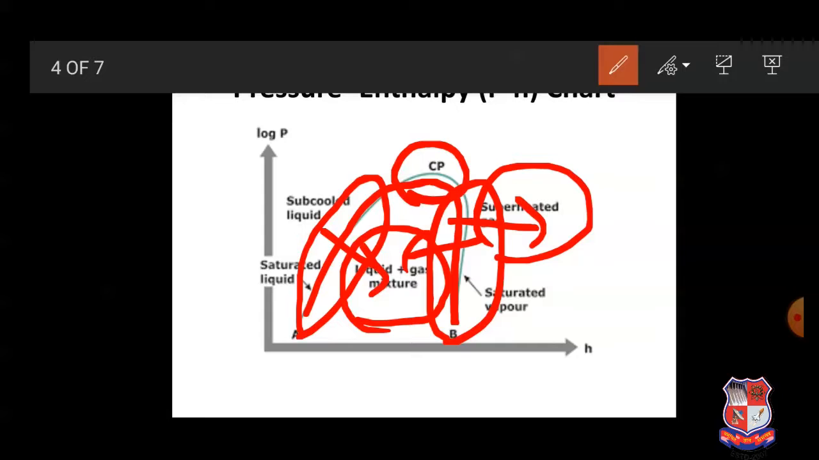Now we are going to discuss the subcooling region. The left side of the saturated liquid is called the subcooling region. In this region, the refrigerant coming from the condenser is cooled once more. That region is called the subcooling region. So you can easily understand the superheated region, wet region and subcooling region in the pH chart.